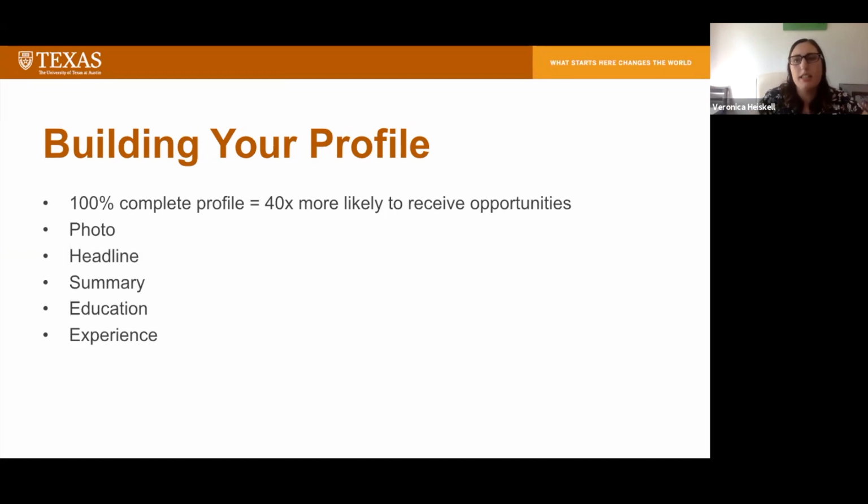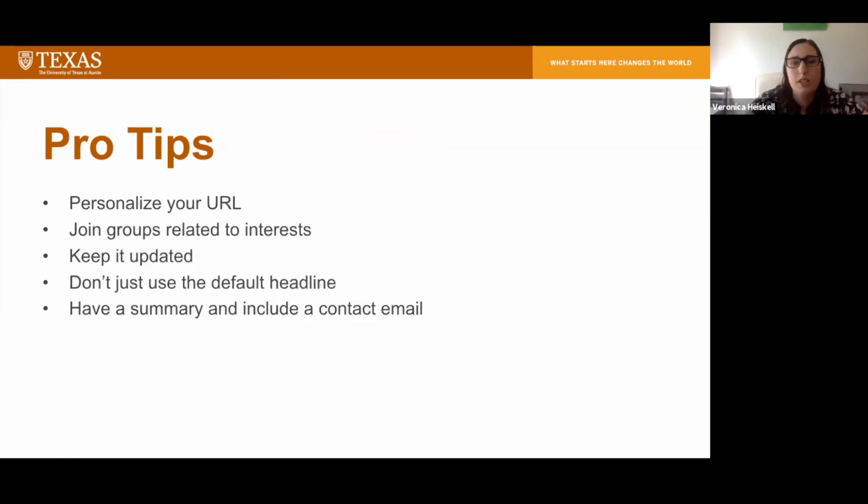In general, the important points of a profile to look at are your photo, a headline, a summary statement, your education, and experience. These are the things that absolutely need to be fleshed out for you to have a functional profile. So let's talk about a couple of pro tips and then we'll dive into actually looking at what this looks like on someone's profile. Pro tip number one, personalize your URL.